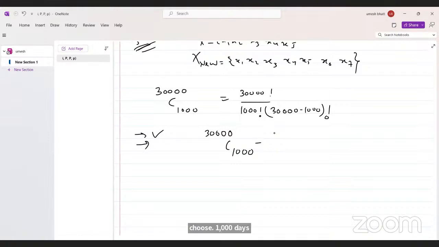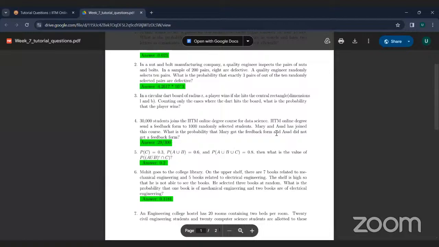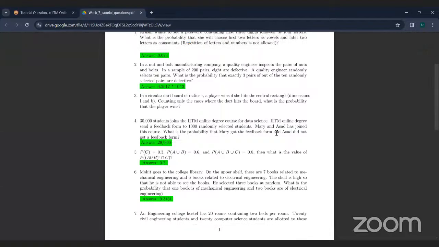Just a second. Mary got the feedback form. That is an equal amount, it's divided by 30,000. So now what will happen? What is the probability then? Random 100 select, then Mary got the feedback form and not.